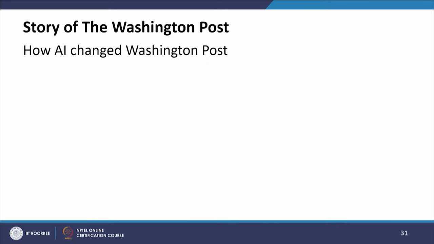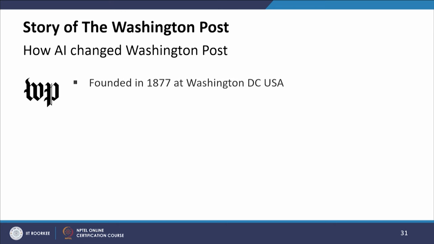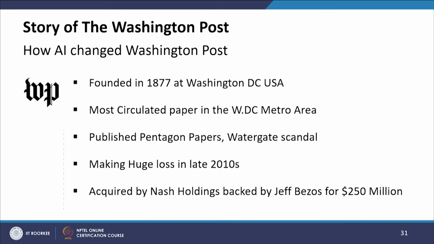Now, the next thing on the agenda today is the story of Washington Post, how AI has changed Washington Post. Washington Post was founded in 1877 at Washington, D.C., USA. Most circulated paper in Washington, D.C. metro area. They published Pentagon Papers, Watergate scandal, making huge losses in 2010s. Then it was acquired by Nash Holdings, backed by Jeff Bezos for $250 million.